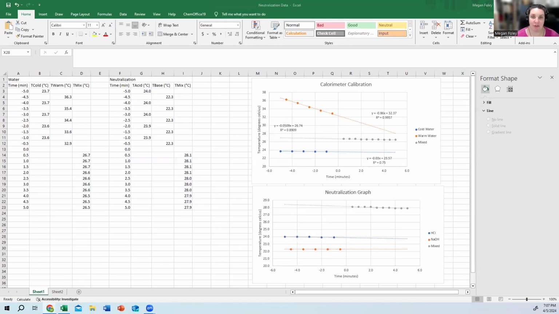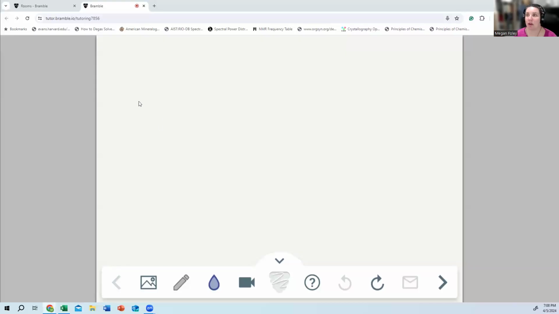Okay. After that, we need to start using this information to find out how to solve for our calorimeter constant and the heat of our reaction. So let's go over how we do that. So first, we need to figure out how much heat was lost by our warm water, and how much heat was gained by our cold water. So we're going to do that with our graph itself. So back up.